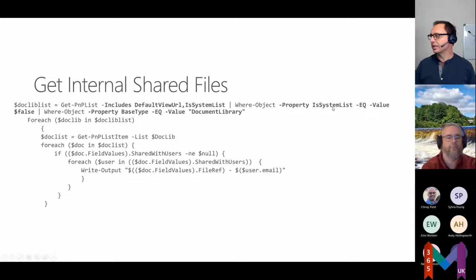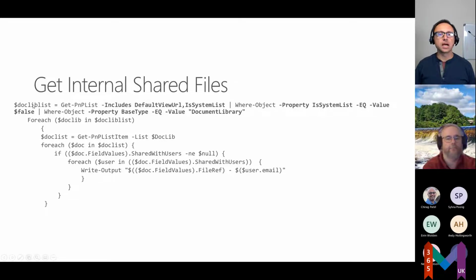And I don't want the system lists. I don't want forms and all that kind of stuff. And I only want the ones that are document libraries. So I do get PNP list. We talked about the properties. Sometimes all the properties don't come down from the cloud. Default view URL and is system list are two of the properties that don't come down. So I could do the get property bit, but I can also specify it with get PNP list. Not all of the get commands do this, but this one does. So I say get the list, include these two properties because I'm going to use them. And then I say where is system list is false, so I don't want the system lists. And then the base type is equal to document library. So what this gets me is all my document libraries that are not system document libraries.